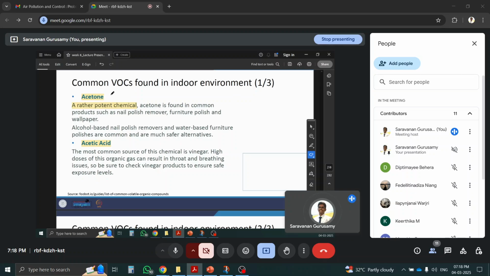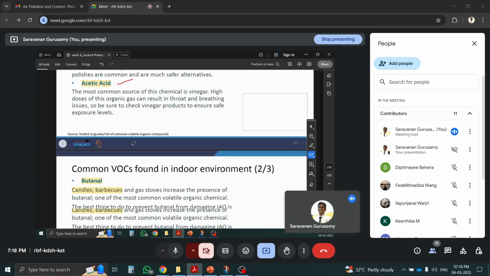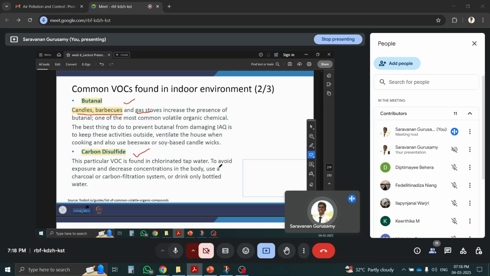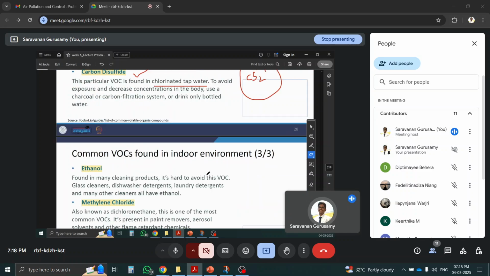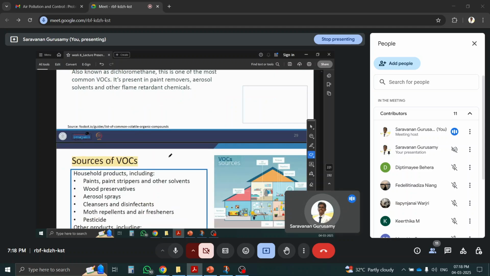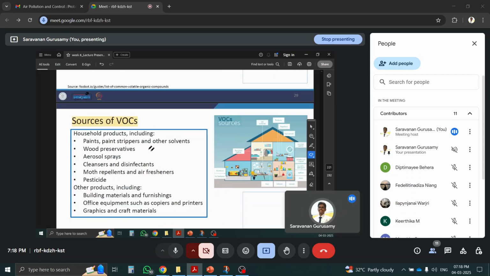So what are the types of VOCs? Acetone, acetic acid, butanol. Butanol, if you see candles and barbecues, and nowadays gas stoves, are emitting butanols. And carbon disulfide, CS2, is emitted from chlorinated tap water. So you can see everywhere we are getting pollutants from the buildings. So that is the indoor air pollutant. Then ethanol, methylene chloride, these are all indoor air pollutants.